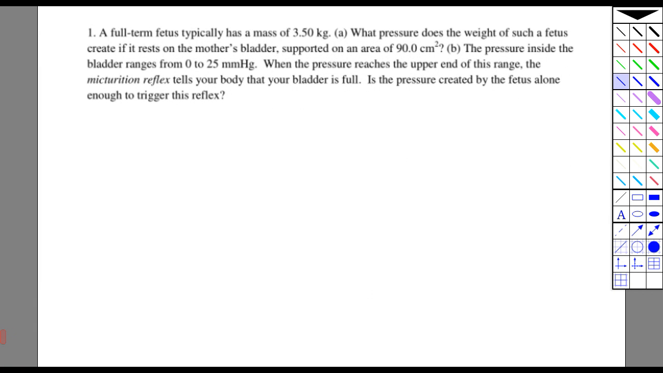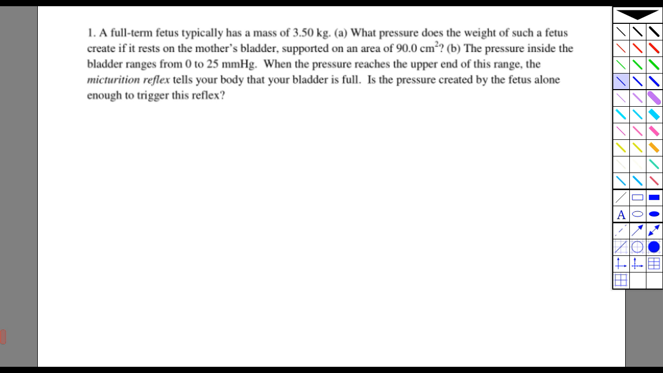Okay, here we have a nice straightforward pressure calculation. So we have a fetus inside a woman, and this fetus is resting on the bladder, and because this fetus is on the bladder, it's pushing down on the bladder, creating pressure in the bladder. And will the pressure be enough to trigger a natural reflex? So let's work through this.